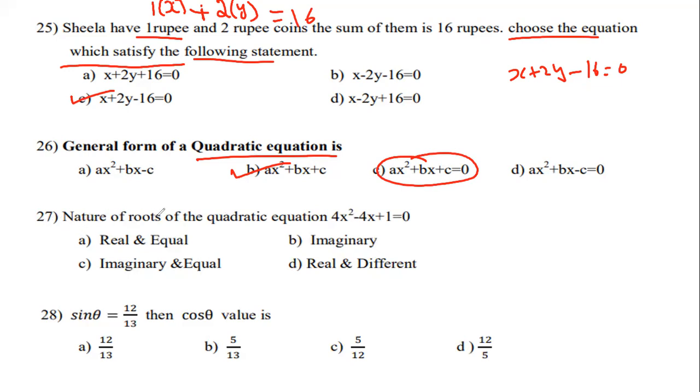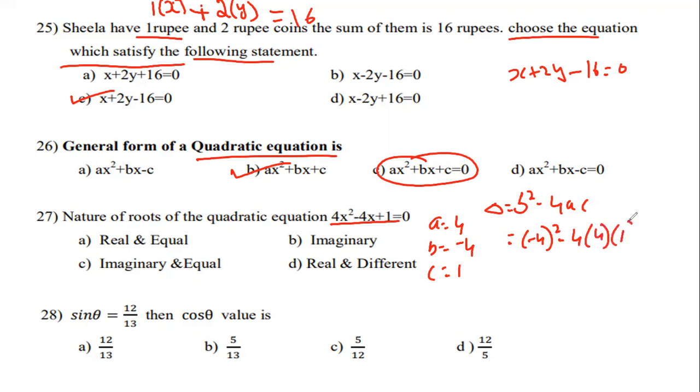27. Nature of the roots of the quadratic equation 4x square minus 4x plus 1 equals 0. Delta equals b square minus 4ac. A value is 4, b value is minus 4, c value is 1. Minus 4 whole square minus 4 into a value 4 into c value 1. 16 minus 4 fours are 16 equals 0. Then roots are real and equal.